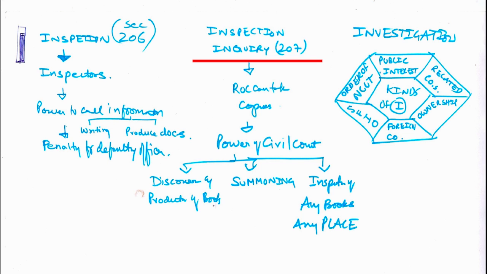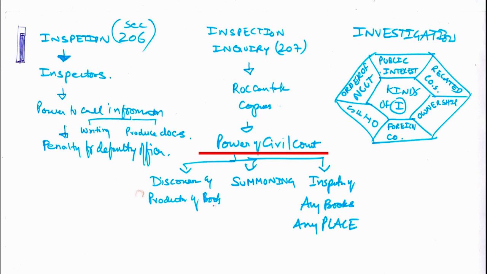Now we will come to what is inquiry, section 207. So inquiry is basically when the ROC can take copies of the different documents from the company. The ROC has similar powers to a civil court in case of inquiry. So what are the powers which the ROC has?